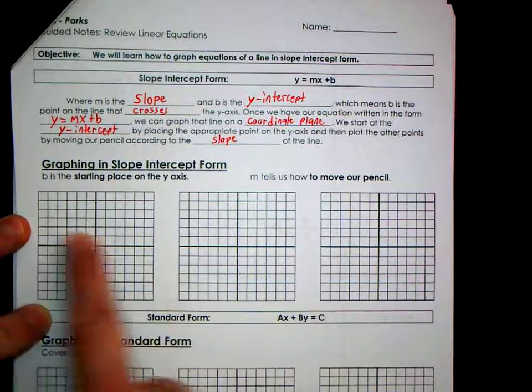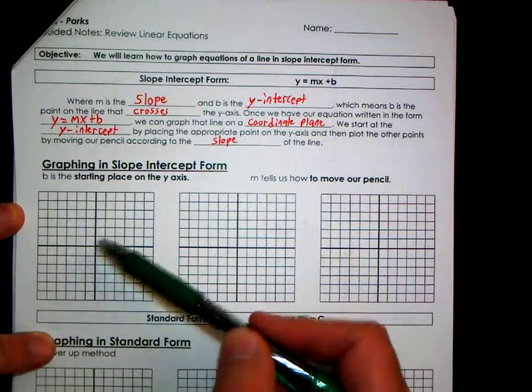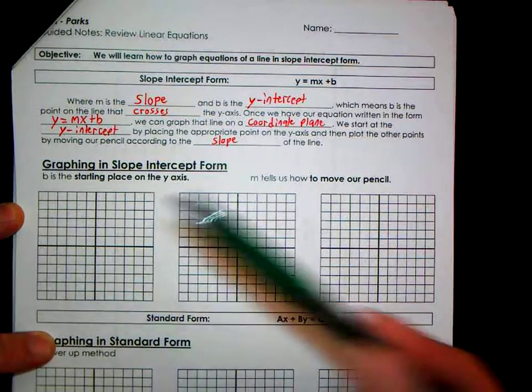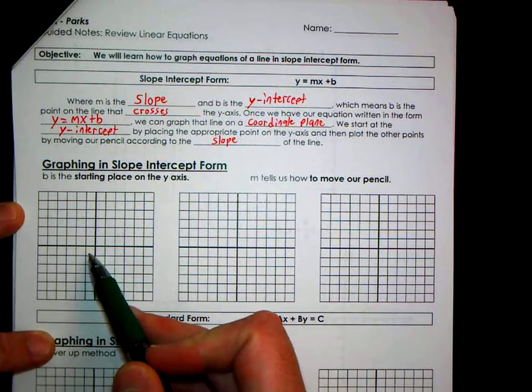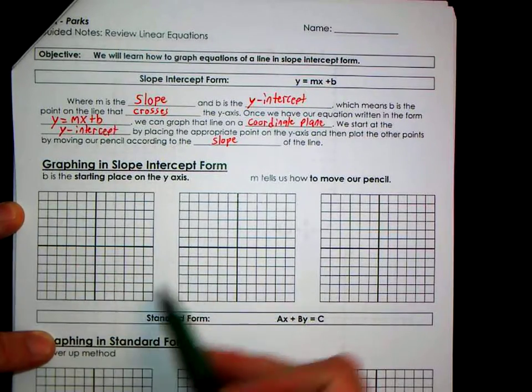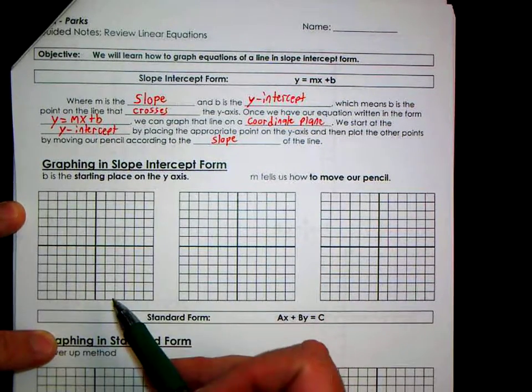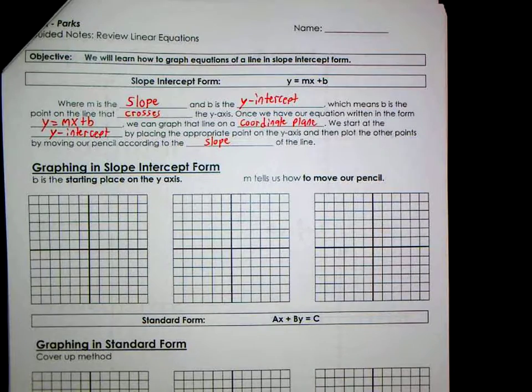This is called the x-axis. This is called the y-axis. Anyone remember what you call the middle point? The origin, good. And then the whole thing is called a coordinate plane. ACT loves coordinate planes. I'm not sure why, but they put a lot of coordinate planes.